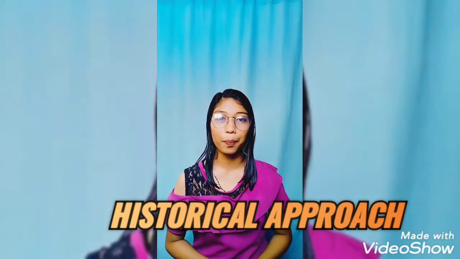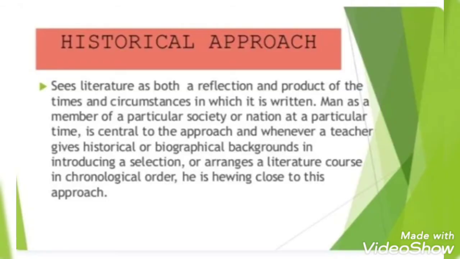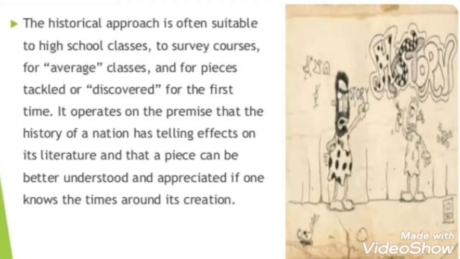The last and third approach is the historical approach. The historical approach sees literature as both a reflection and a product of the times and circumstances in which it is written. Man as a member of a particular society or nation at a particular time is central to the approach. Whenever a teacher gives historical or biographical backgrounds in introducing a selection, or arranges a literature course in chronological order, he is holding close to this approach.